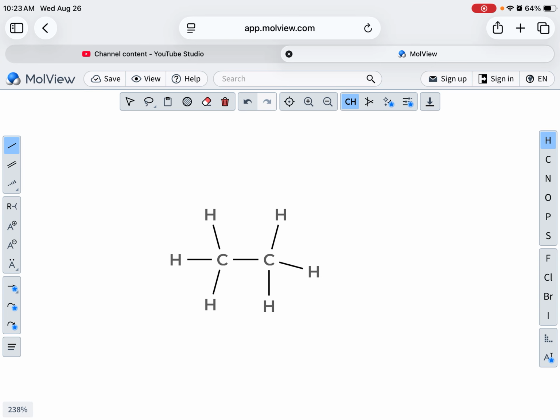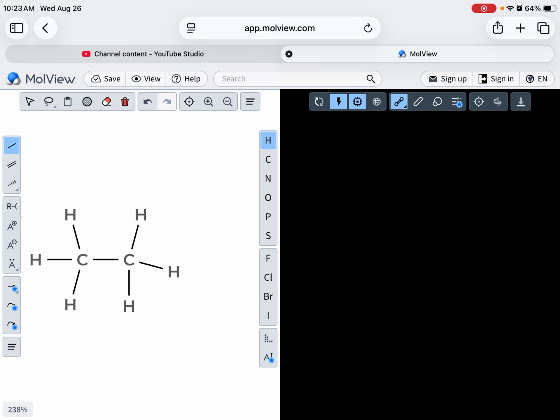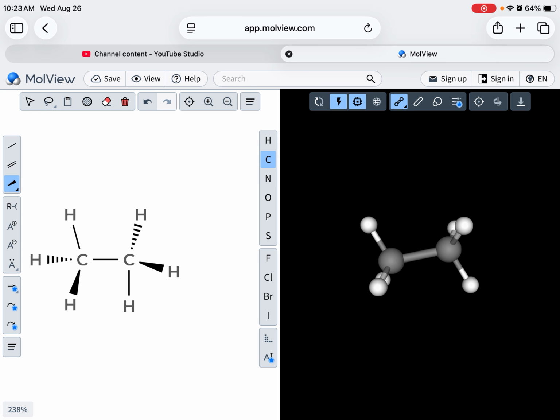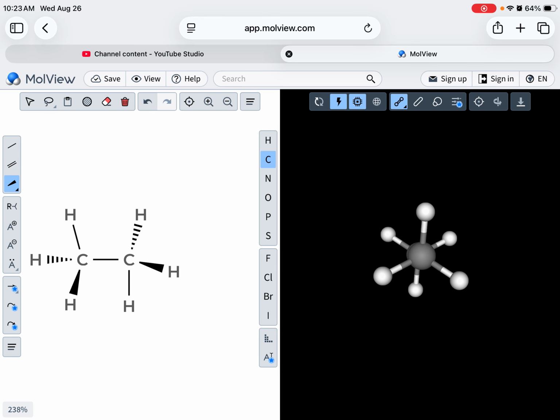Okay. But if we want to draw the wedges and the dashes, we could do that as well. So we could switch that to a dash, that to a dash, and then this to a wedge, and that to a wedge. Okay. And you can see the molecule on the right, it didn't change anything. So when we take a look at this, okay, you can view it in all different types of angles.